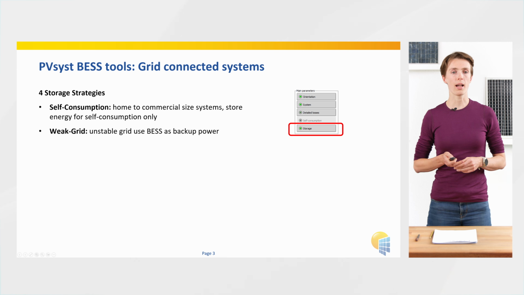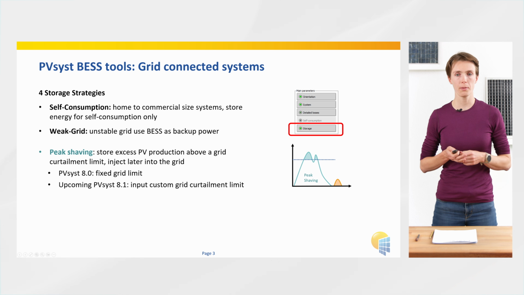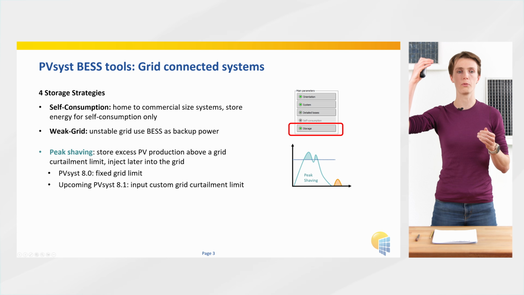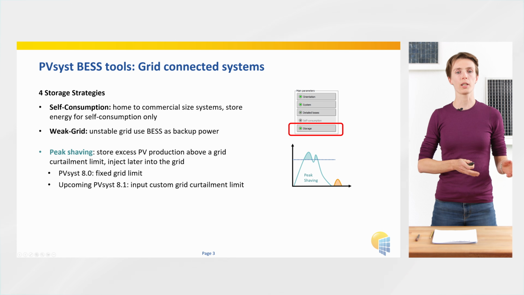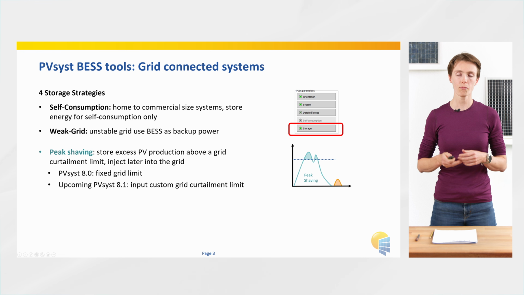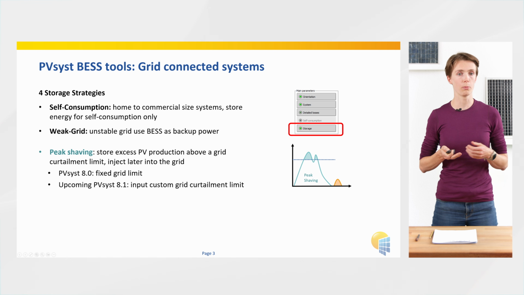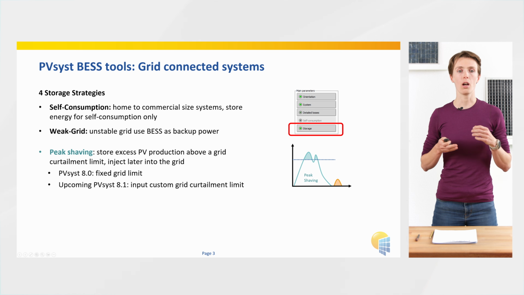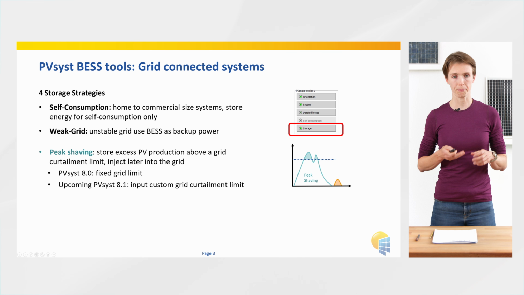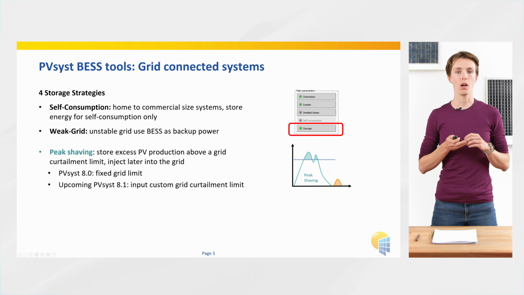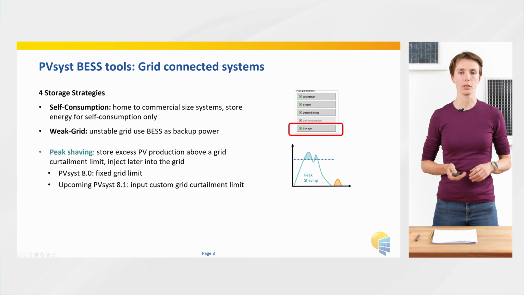Then we also have our peak shaving strategy. So here it's in a system that undergoes grid curtailment. The idea is to store the excess of PV production above the grid curtailment limit to inject it later into the grid. This option has been available in PVsyst 8.0 with a fixed grid limit, and in the upcoming PVsyst 8.1 version, you'll be able to import custom hourly values for the grid curtailment limit.